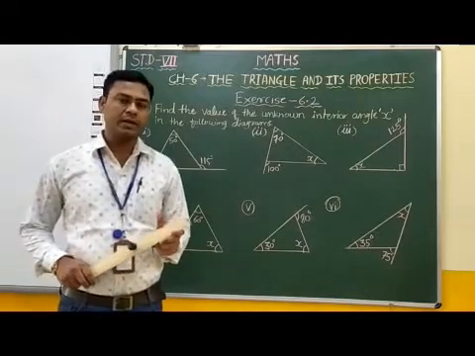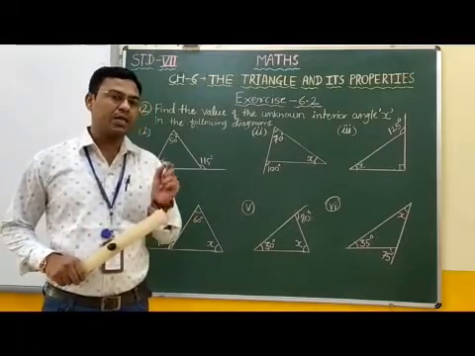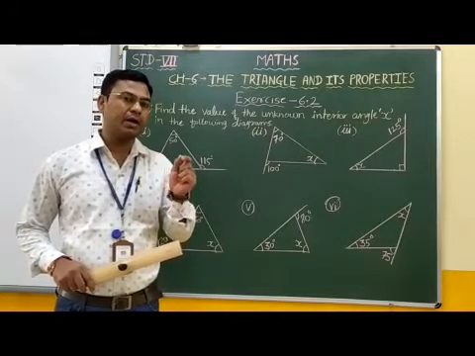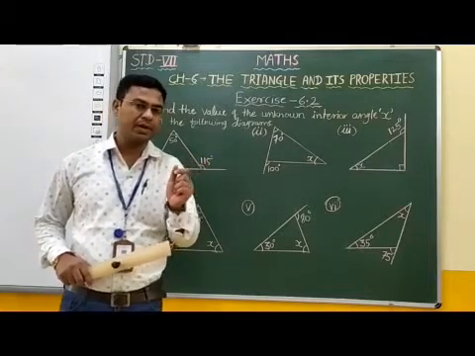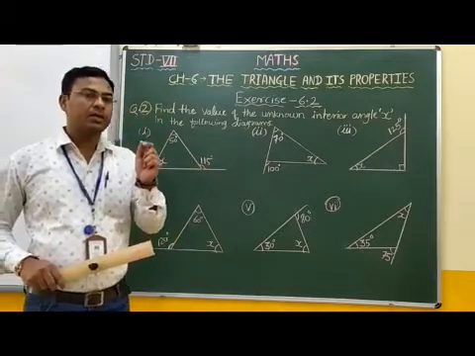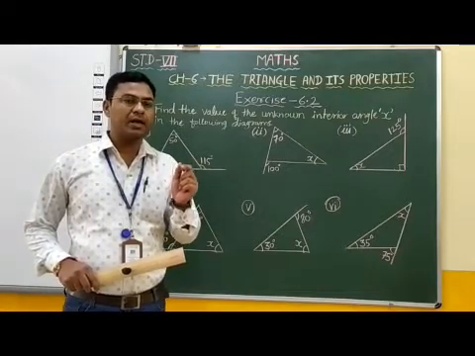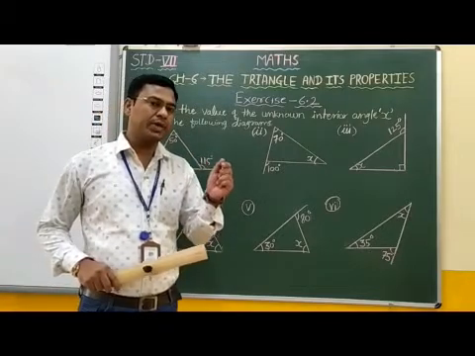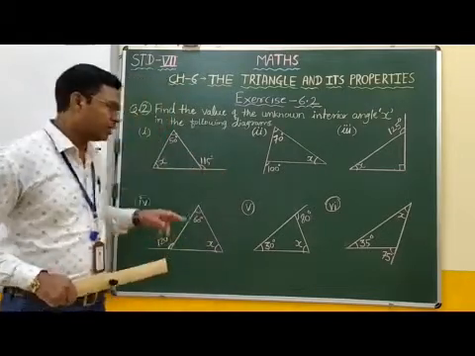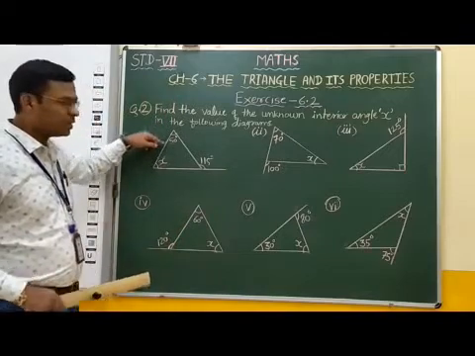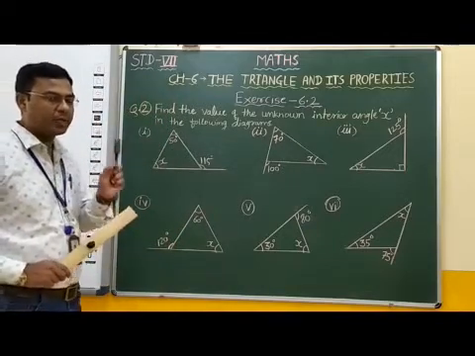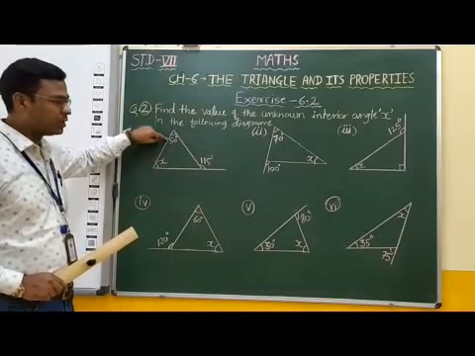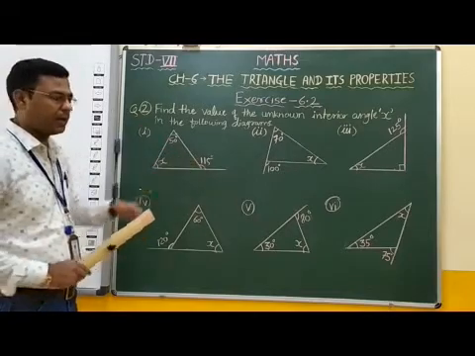Students, we know that in any triangle, the measure of the exterior angle is equal to the sum of the interior opposite angles. I repeat, in any triangle, the measure of the exterior angle is equal to the sum of its interior opposite angles. Therefore, in this triangle, these two angles are the interior opposite angles. Therefore, the sum of these two angles is equal to the exterior angle.